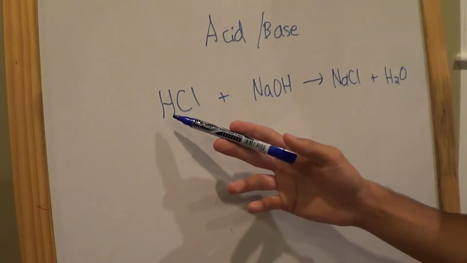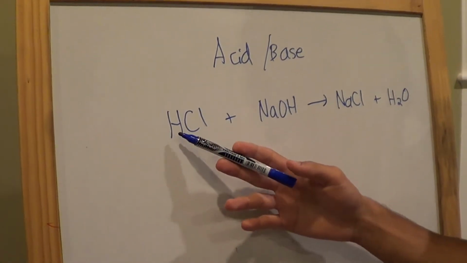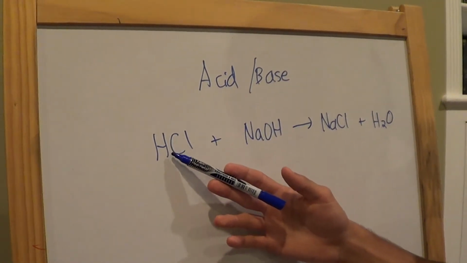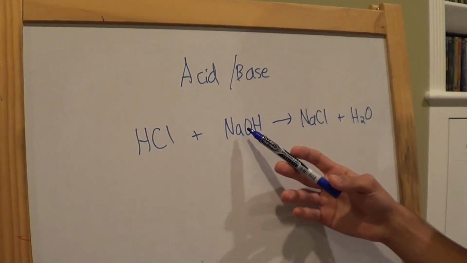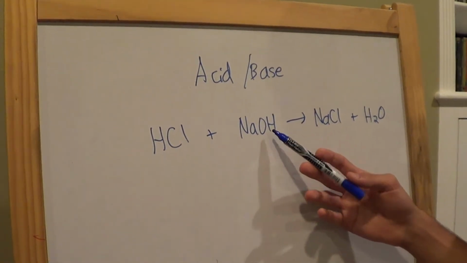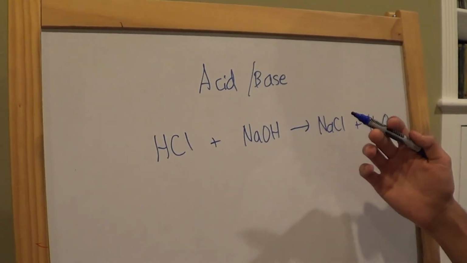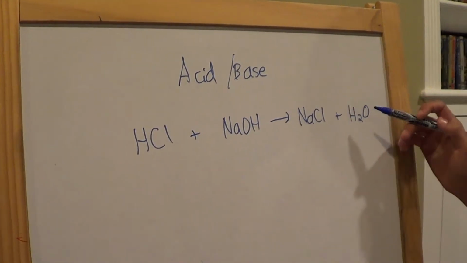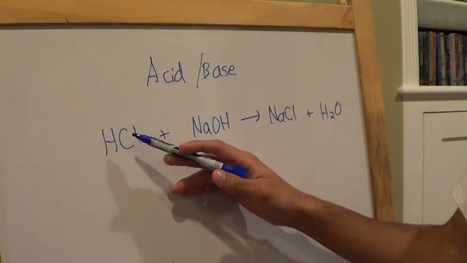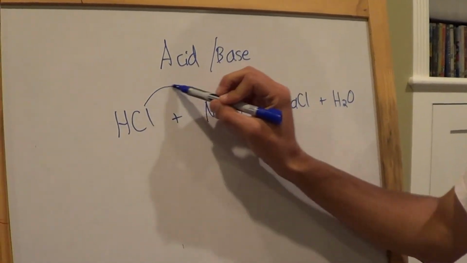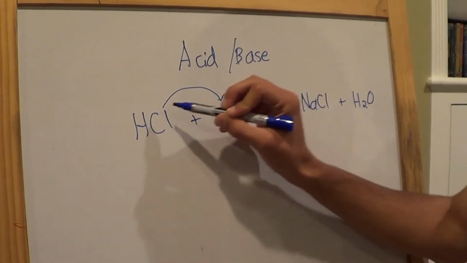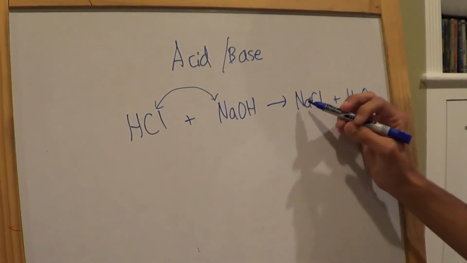So the H and the OH, which the H plus ions are responsible for the acid, and the OH minus ions are responsible for the base. They're going to neutralize each other and create water, and then these two are going to react and create salt. What?